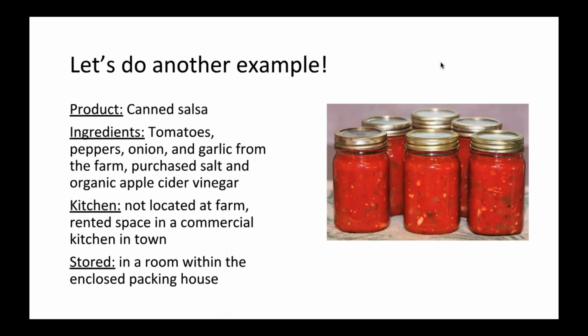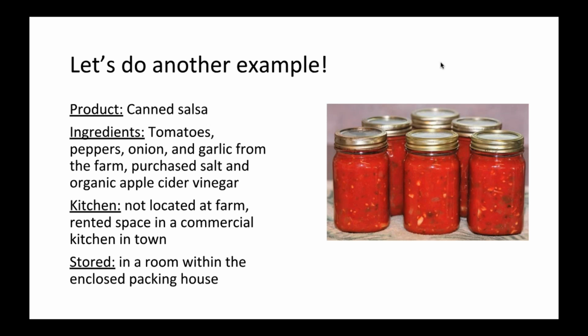All right, so previous example, we were talking about canned tomato sauce. Now we're going to transition and talk about canned salsa. So our ingredients here are tomatoes, peppers, onion, and garlic that we grew on the farm and then purchased, salt, and organic apple cider vinegar.